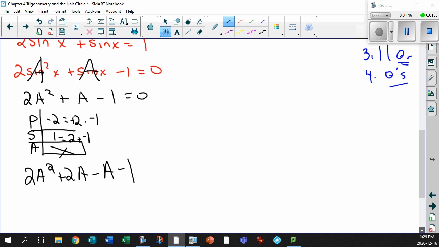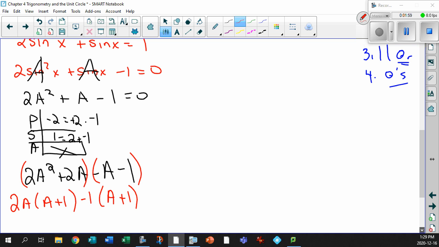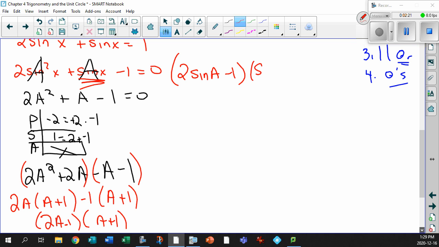Good, good. Here we go. Group, group. There's going to be your 2a, leaving you an a plus 1. There's going to take out a minus 1, leaving you an a plus 1. Now, what was a? A was sine. So now we can go back here and say this is 2a minus 1, right? Okay, a plus 1. Put in the sine. So this is now 2 sine a minus 1, sine a plus 1 equals 0.